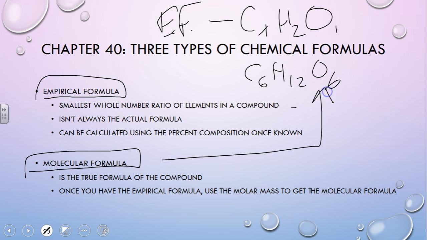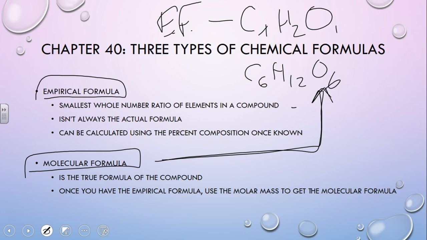This is the molecular formula. The empirical formula shows empirically what the ratio is. It's not always the actual formula, but it shows you what the ratio is in lowest whole number terms. The molecular formula is the formula that is given to you when you know what the molar mass is, and it gives you the formula of the compound itself.